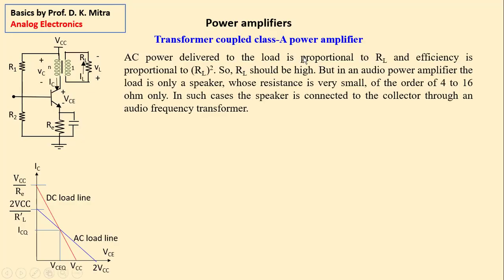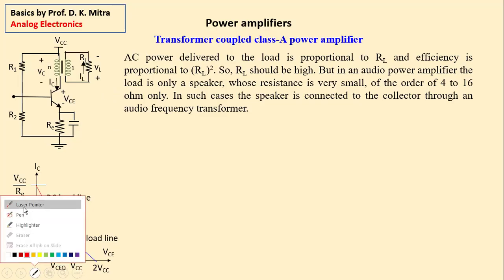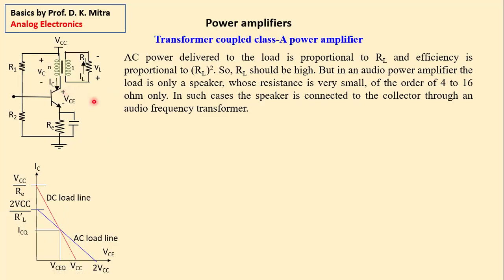AC power delivered to the load, we know earlier, is proportional to the load resistance, RL. And so far, our load resistance was connected here through a capacitor to the ground. RL was connected in this line here.